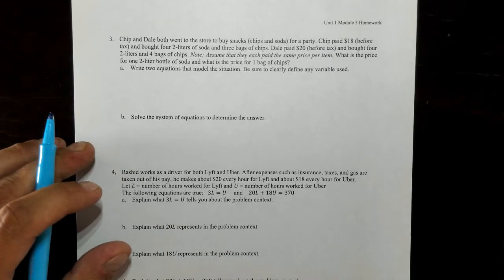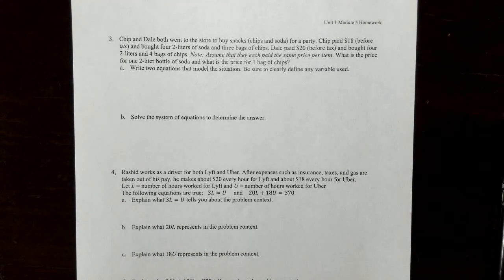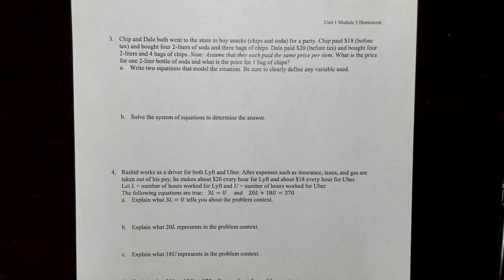This is saying Chip and Dale both went to the store to buy snacks, chips and soda, for a party. Chip paid $18 before tax and bought 2 4-liters of soda and 3 bags of chips. Dale paid $20 before tax and bought 4 2-liters and 4 bags of chips. Assume that they each paid the same price per item. What is the price of 1 2-liter bottle of soda, and what is the price of 1 bag of chips? In part A, we need to write 2 equations that model the situation, and find our variables. And part B, solve that system and determine the answer.